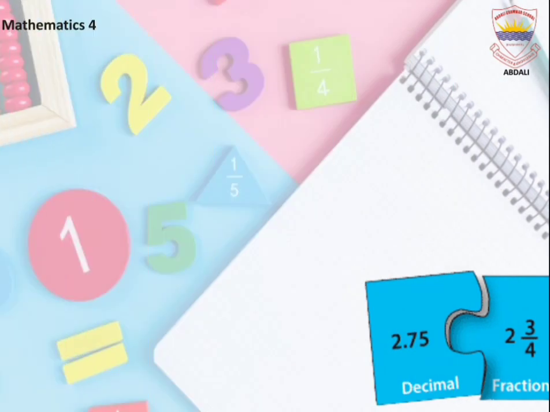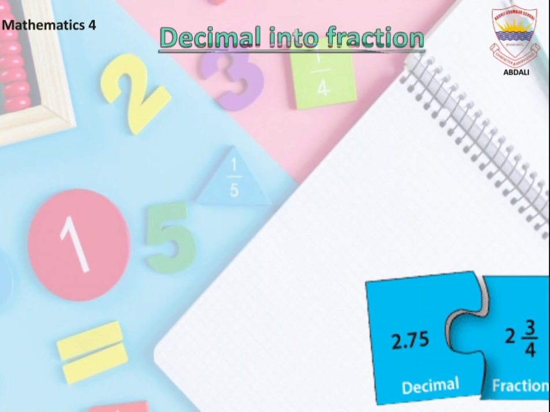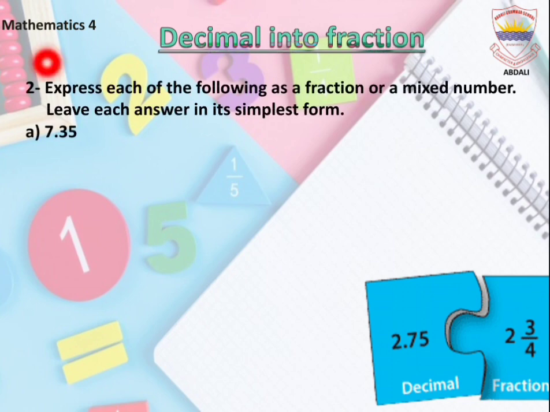Now let's start to solve another question. Express each of the following as a fraction or a mixed number. Leave each answer in its simplest form. Here, students, our question is 7.35. Students, before the point it's a whole number. Before the point, 7 is there. Here 7 is a whole number. So we write 7 separately.